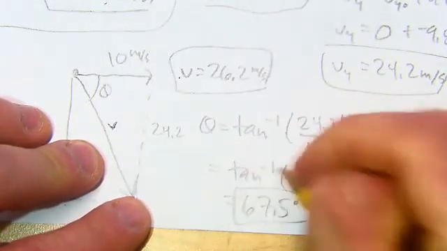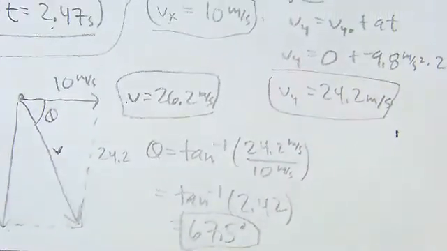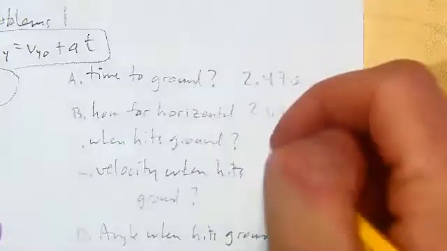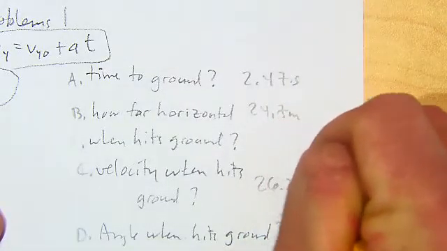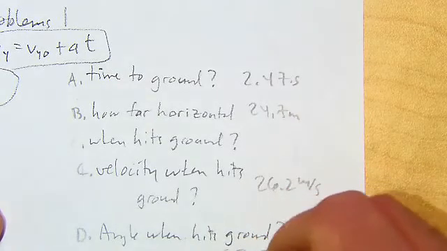So that answers those last two questions on what's the velocity when it hits the ground. That's 26.2. And what's the angle? It'll be 67.5 degrees from horizontal.